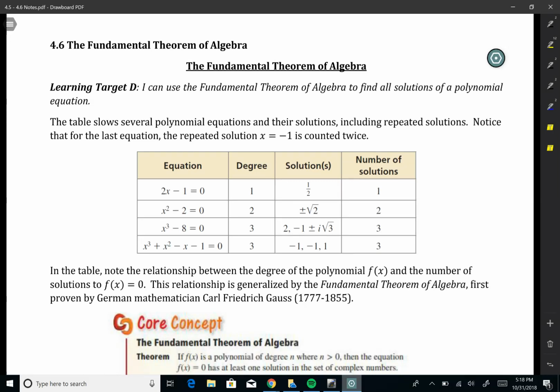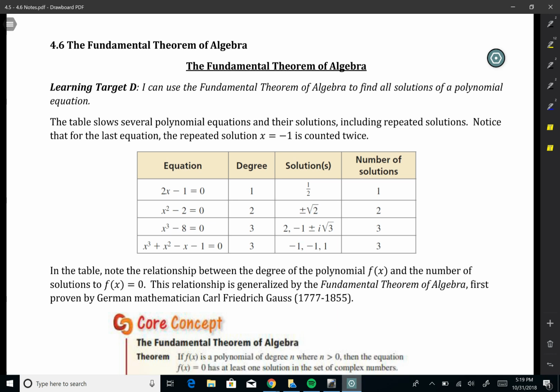Hey guys, welcome to our introduction to section 4.6, the fundamental theorem of algebra. Our learning target is I can use the fundamental theorem of algebra to find all solutions of a polynomial equation. So in this video, we're just going to get familiar with the fundamental theorem of algebra and what it really helps us see when we are encountering an equation.